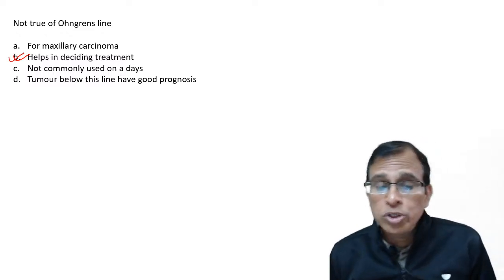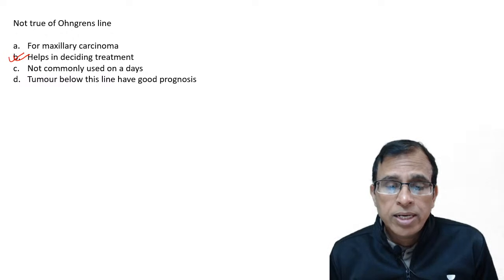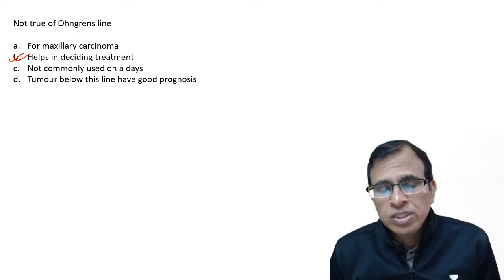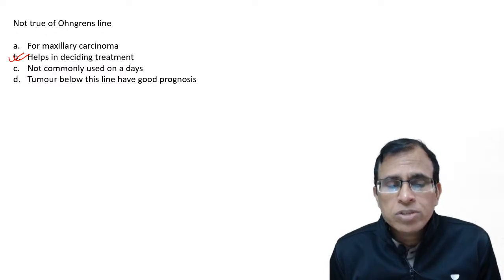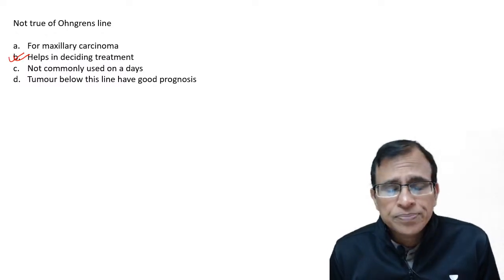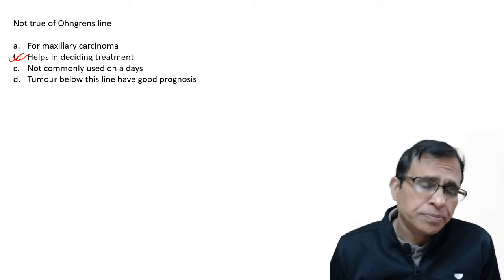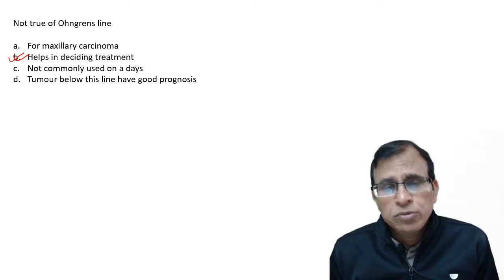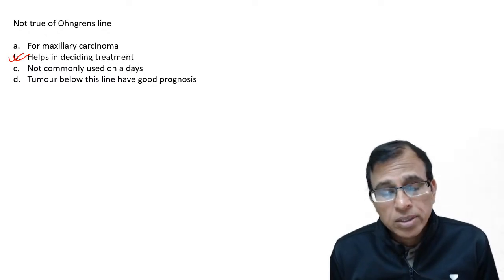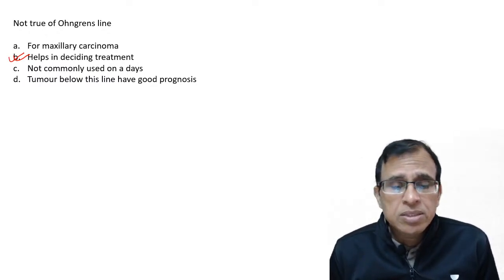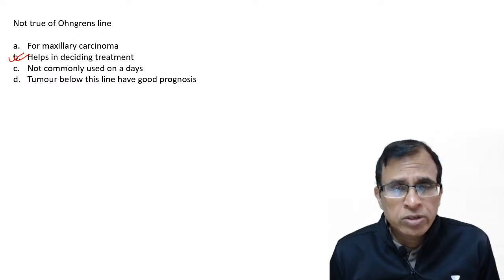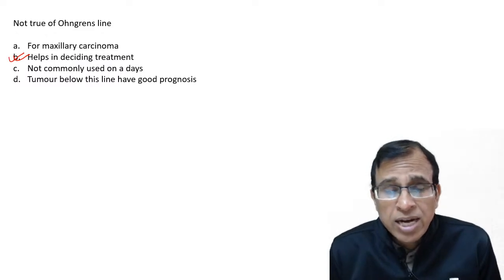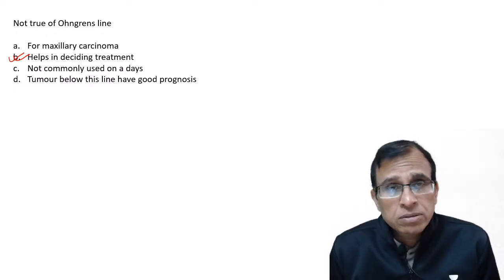D is true because below the line has good prognosis, and it is a useless thing nowadays because we have CT scan and all that. Why go with this useless thing? This question was asked 3-4 years back after a very, very long time, and I suspect the examiner must be very, very senior. During his or her time, maybe this was very important. But Ongren's line lost its relevance more than 10-15 years back, and I had stopped teaching it around 10 years back.